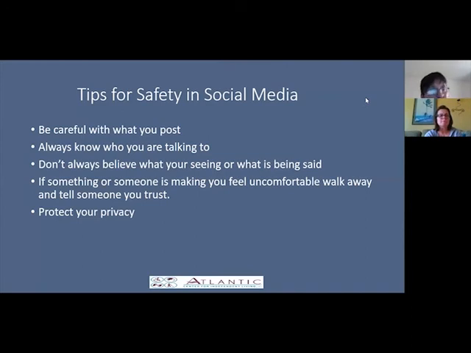Tips for social media. Always be careful about what you post. Always know who you're talking to. Just because somebody messaged you on Facebook, anybody who's watched the show Catfish knows that doesn't mean that their picture is that person. So use a degree of common sense with that. Don't always believe what you're seeing, as Don said.